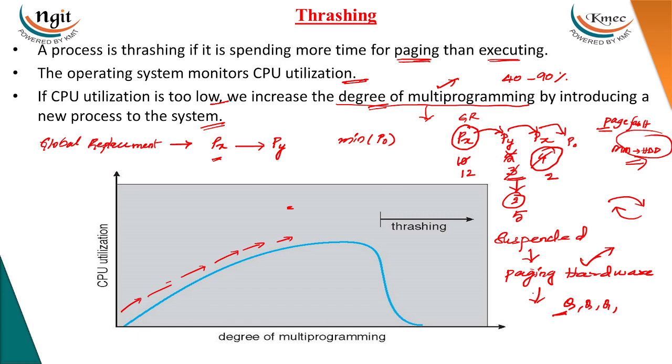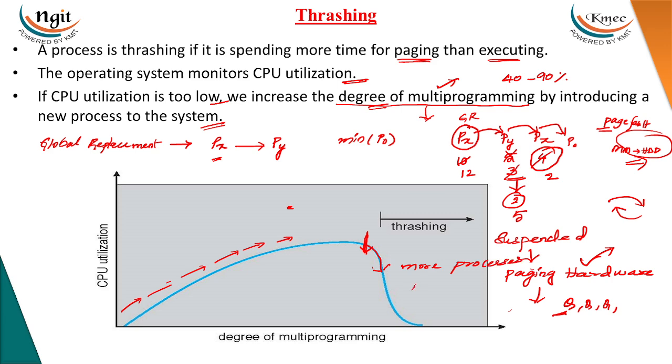Okay, so the system will be busy swapping in and swapping out these pages from main memory to hard disk, rather than executing instructions. This will lead to a decrease of CPU utilization, because nothing is done. Whenever the operating system sees a decrease of CPU utilization, it will add more processes.